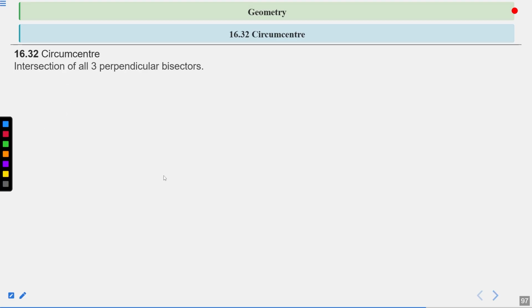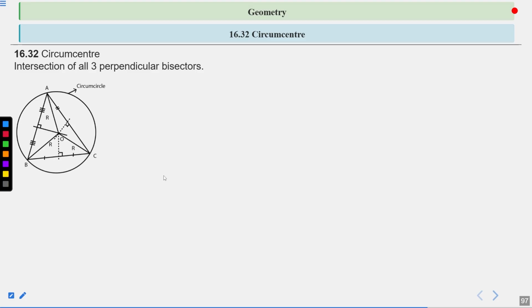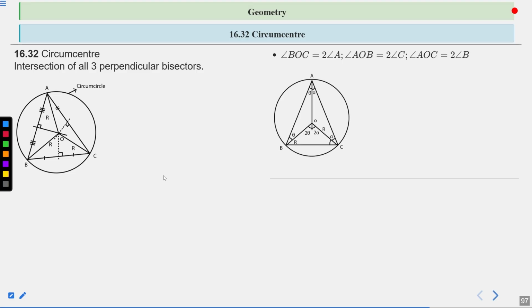Circumcenter. So the intersection of all three perpendicular bisectors is called the circumcenter of the triangle. So this is the diagram of the circumcenter of the triangle. So angle BOC equals 2A, angle AOB equals 2C, and angle AOC equals 2 times angle B. This diagram represents the angles.